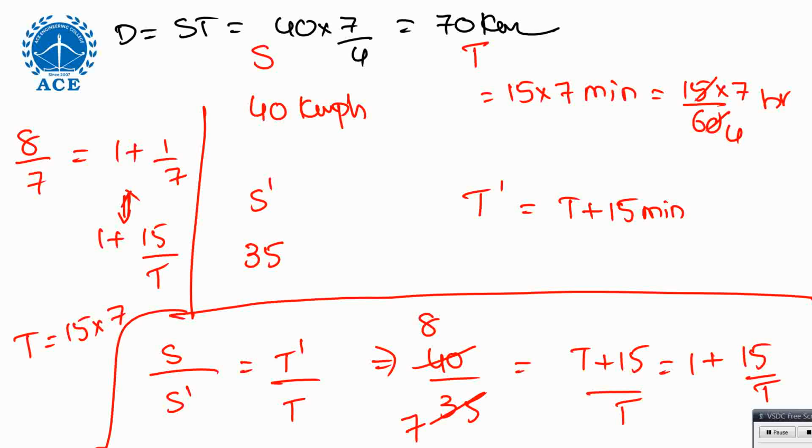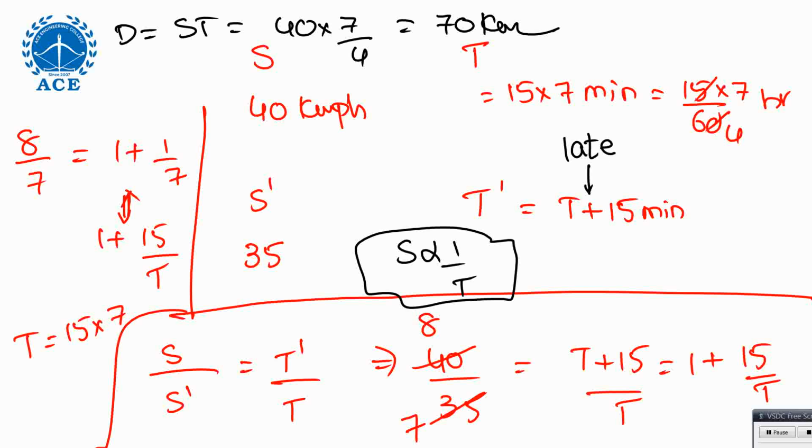Speed and time are inversely proportional. First one speed 40, second one speed is 35. 40 upon 35, timing should be reversed, T dash upon T, inversely proportional. More speed, less time taken. Less speed, more time taken. So inversely related. T dash is T plus 15, plus because late. As speed is less, the question says you are late by 15 minutes. So here T plus 15 divided by T. Comparing both and solving, the T value is 105 minutes.